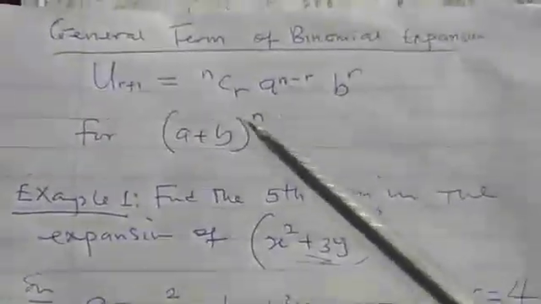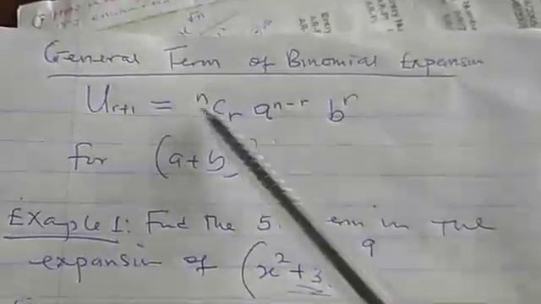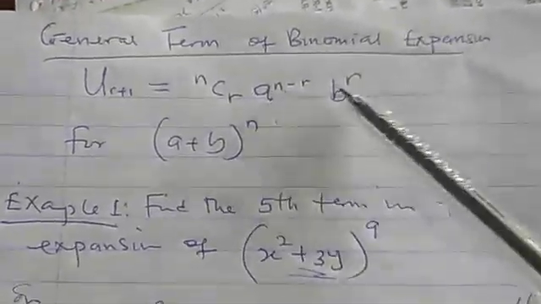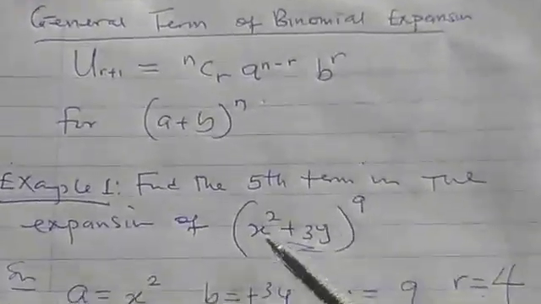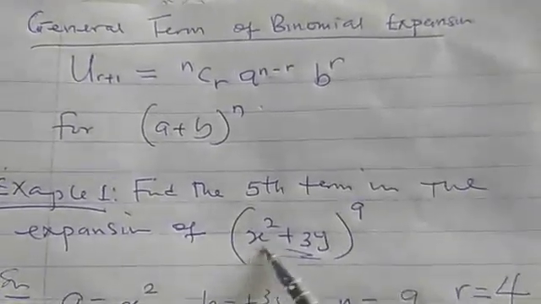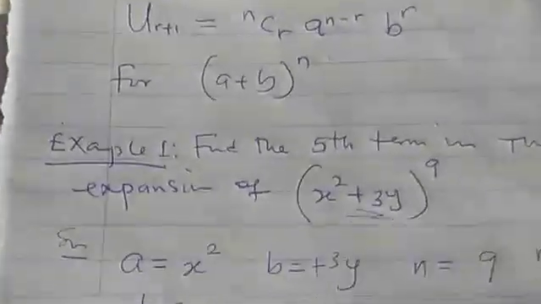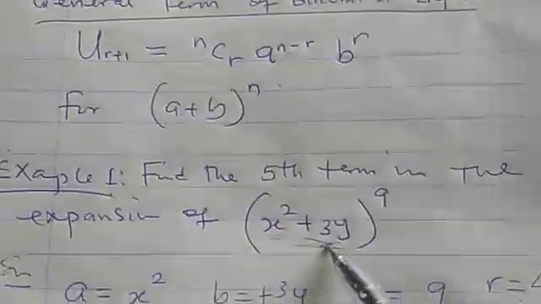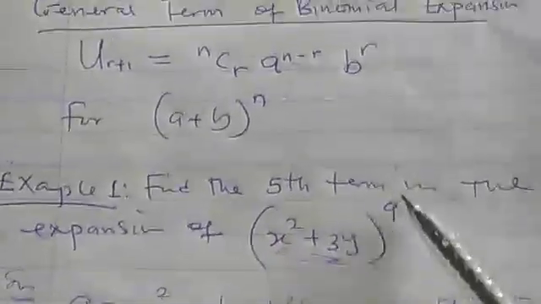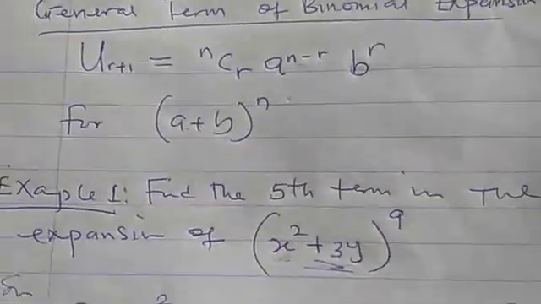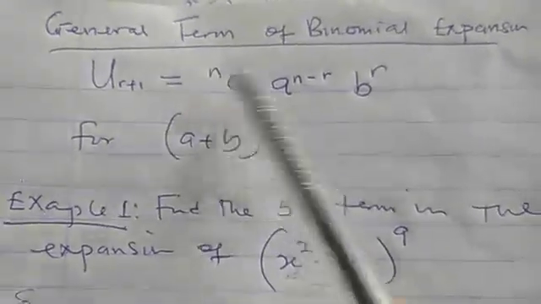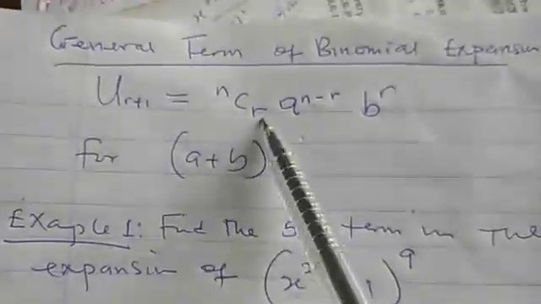How do we make use of this formula? The first thing is we need to know, in the formula I have n, I have r, I have a, and I have b. In this formula, I need to know my a. The first one here is my a, this is it. Here is my b, this is it. And here is my n. Then what is my r? I've known the other variables. I need to know my r.